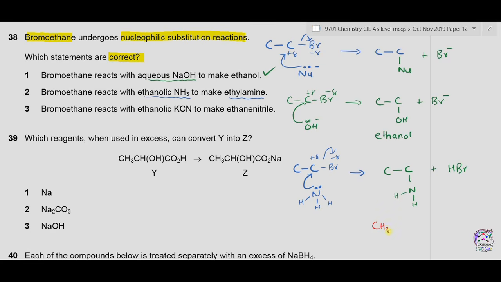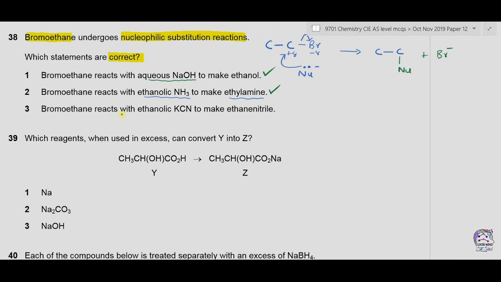Now the product formed is like this. We have CH3, 3 hydrogen atoms with the first carbon, then CH2, 2 hydrogen atoms with the second carbon, then we have NH2. So whenever NH2 is present with an alkyl group, the name is ethylamine. So option 2 is also correct. Option 3, bromoethane reacts with ethanolic KCN to make ethane nitrile. Let's write the equation for this reaction.